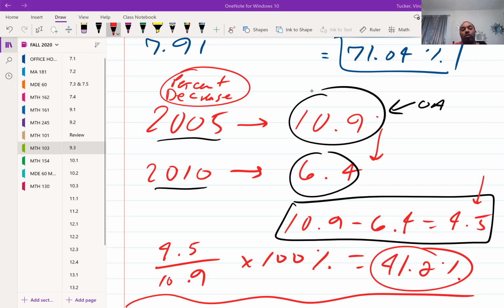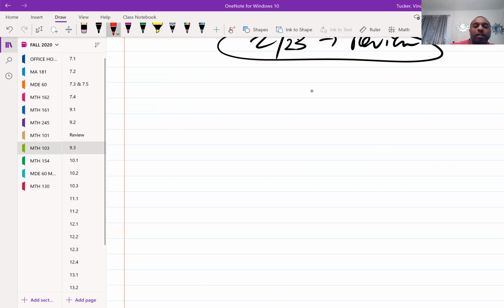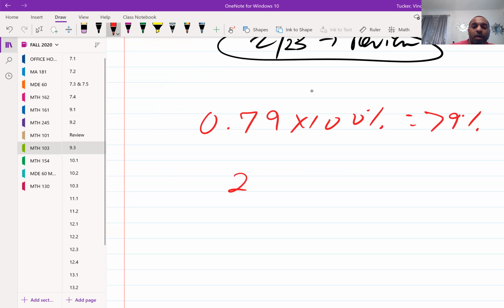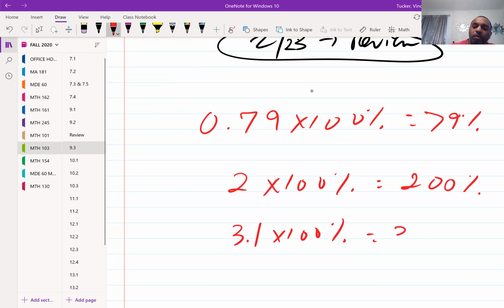All right. So questions? For 100%, if you're doing it on paper, could you do 1/100? No, you would just multiply by 100. You would just move the decimal two places to the right, if you're doing it on paper. If I have 0.79 and I multiply that times 100%, that's going to be 79%. Or if I have 2 and I multiply that times 100%, that's going to be 200%. If I had 3.1, multiply that times 100%, that would be 310%. You just move the decimal two places to the right.